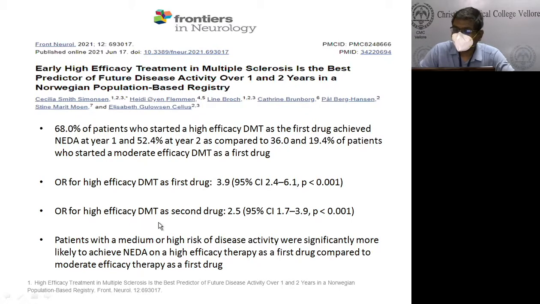If you start it as a second drug, what you call escalation therapy, where you start with a lower efficacy agent and then go on to a high efficacy agent, the odds of NEDA, no evidence of disease activity, come down to 2.5. When you start it as a third drug, actually there was no significant difference between the two groups. Another important thing was that patients with a medium or high risk of disease activity were significantly more likely to achieve NEDA on a high efficacy drug as a first drug compared to moderate efficacy. So one of the take-home points is that you assess the disease activity, and if it is very severe, it is better to start a high activity drug very early in the disease.